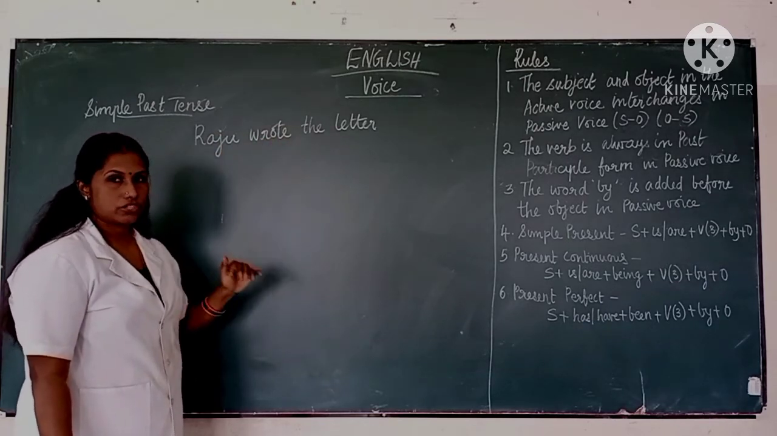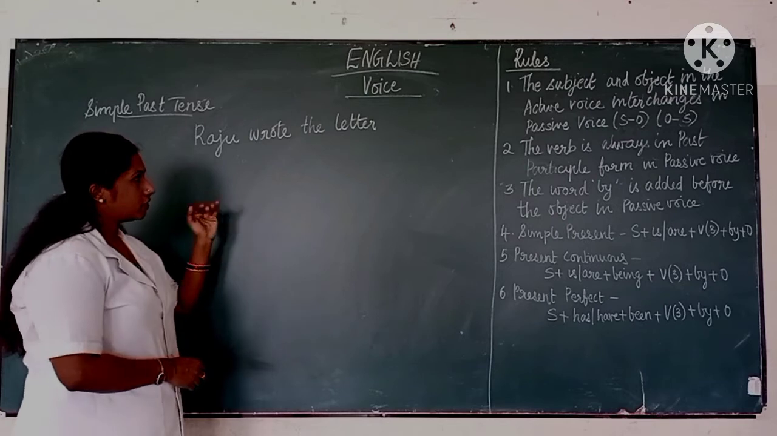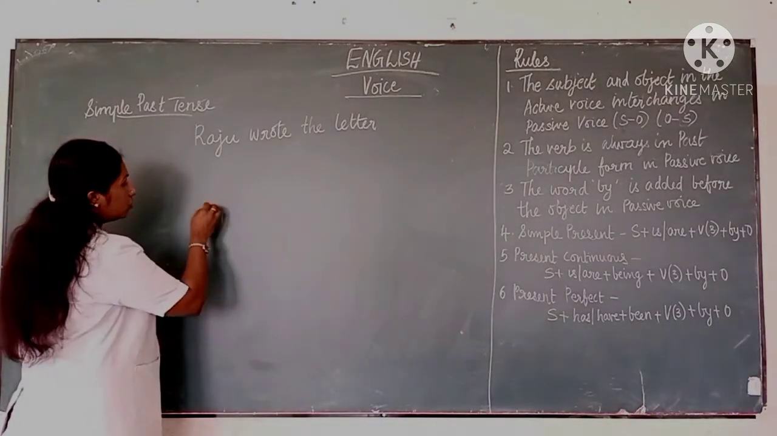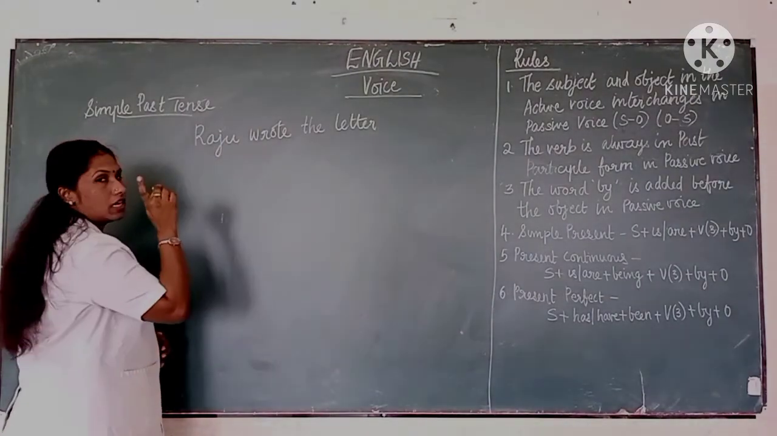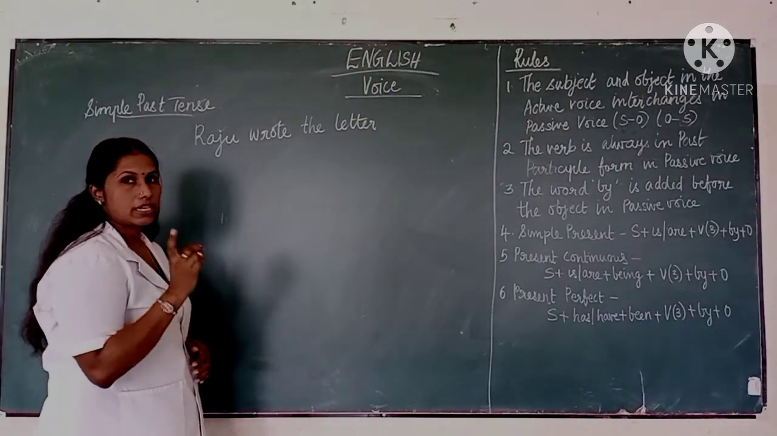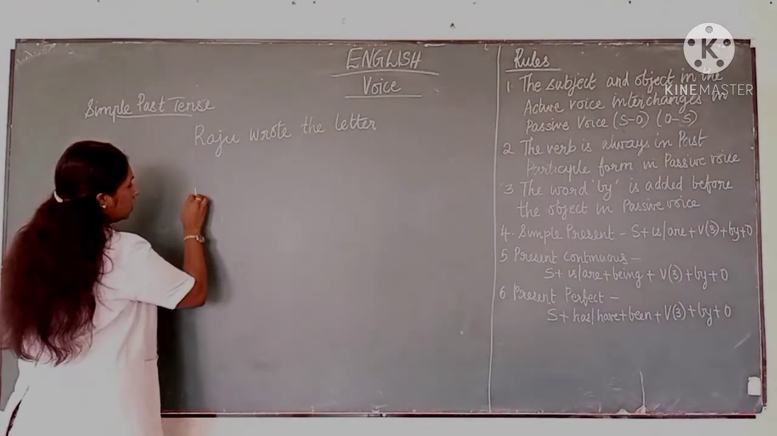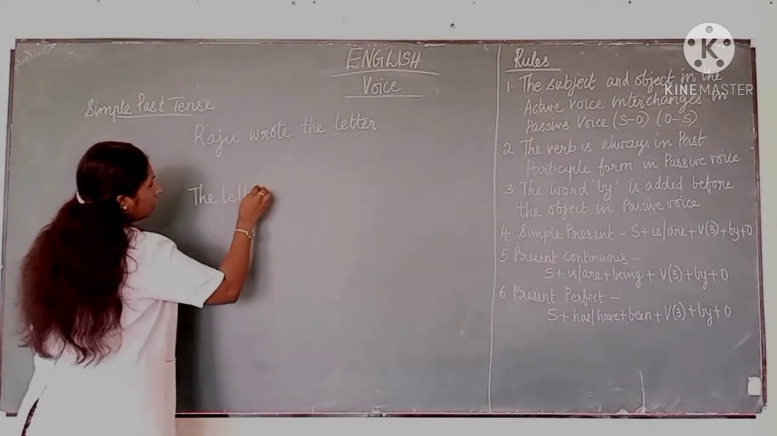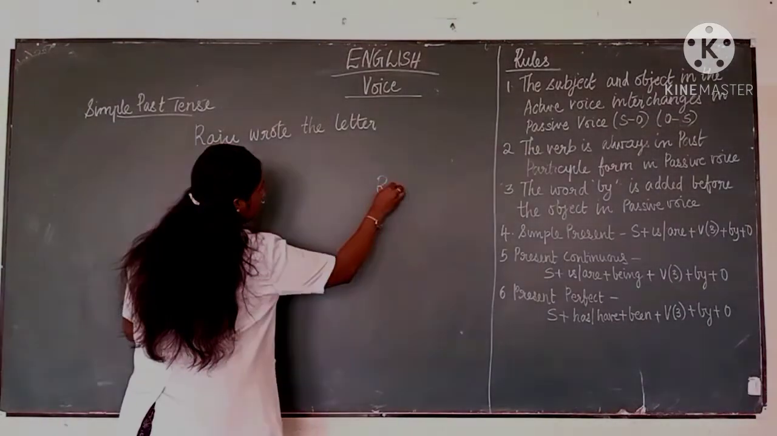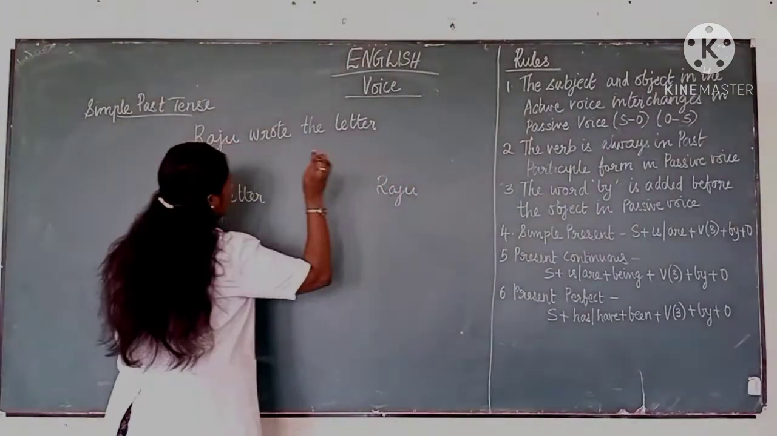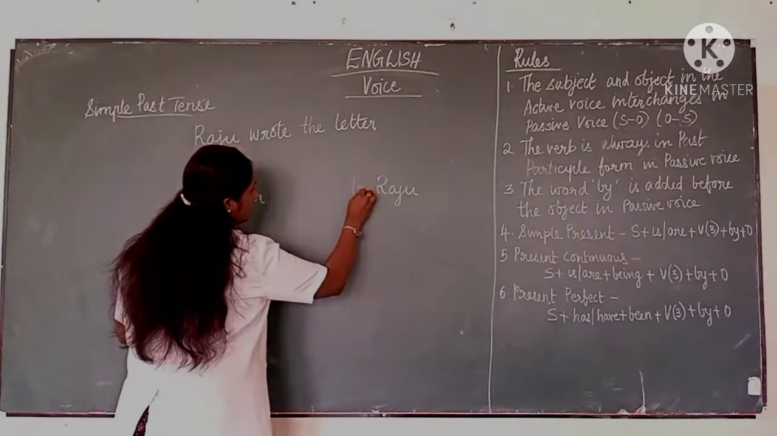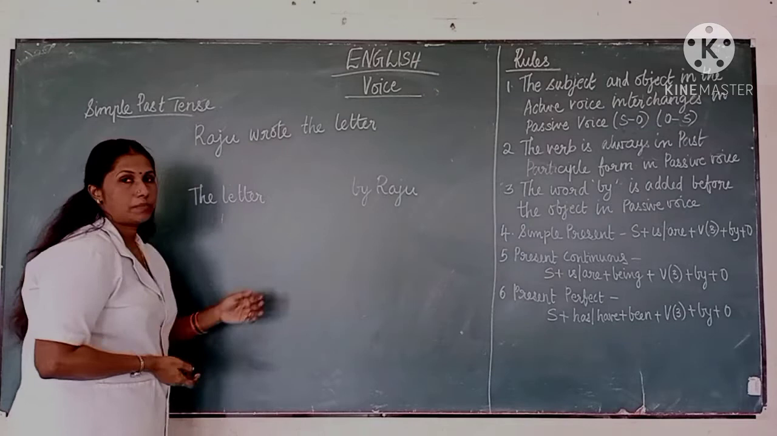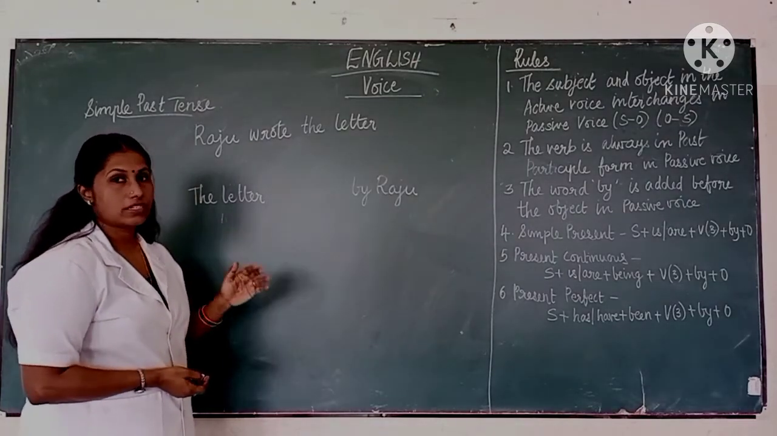Now when we are changing it into passive voice, first of all let us apply all the general rules. The first rule is that the object and the subject will get interchanged. So let us do that first. A letter and Raju will come here. The word by will be added. Then wrote. The past participle form of wrote is written.